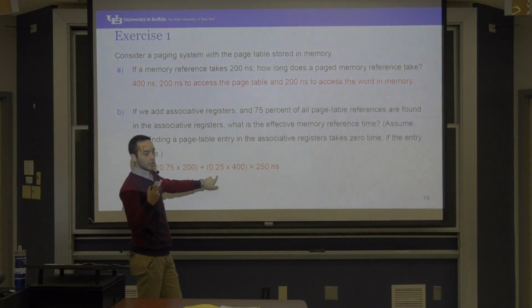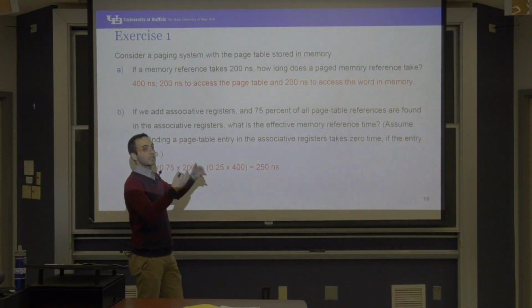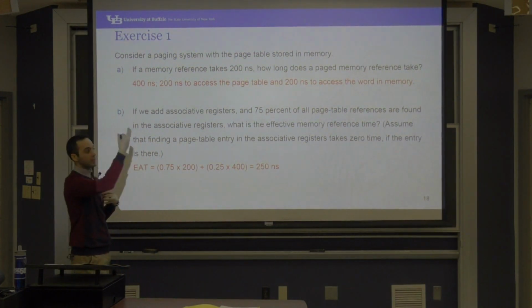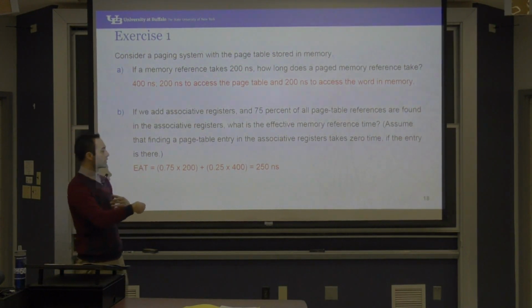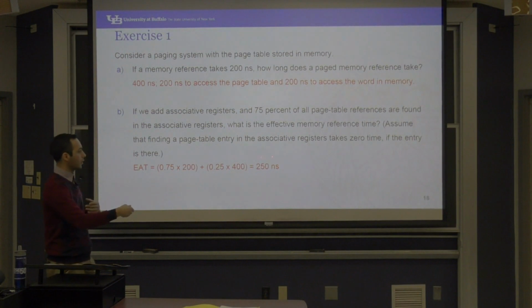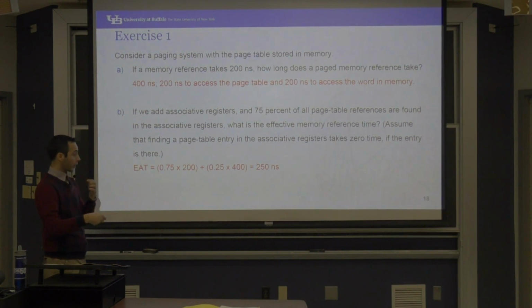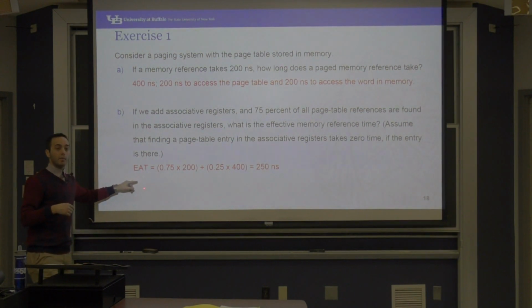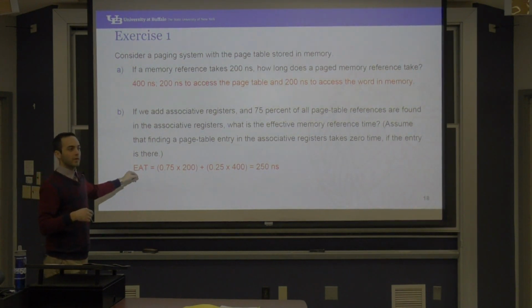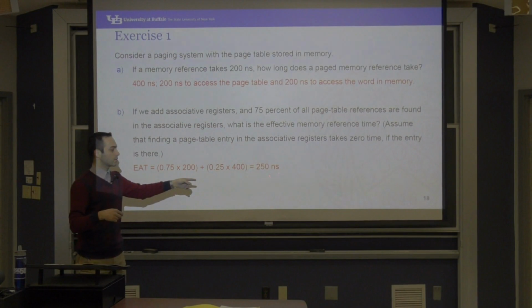For 25% of the time, the reference page is not in the TLB. We have to access the page table in memory, just like this. We need 400 nanoseconds. So then the total, you just count up. Okay? So this effective access time, what is it? What does it indicate?